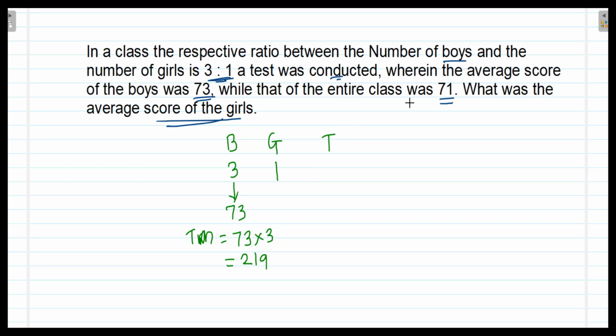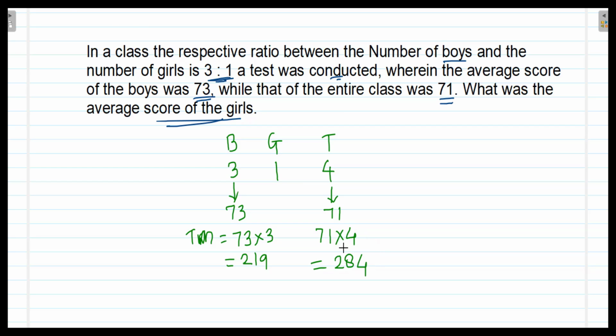And the average of the entire class is given. So the total boys and girls are 4, meaning the number of students is 4, and their average is given as 71. Therefore, the total marks obtained by the class will be equal to 71 into 4. And 71 into 4 will be 284.